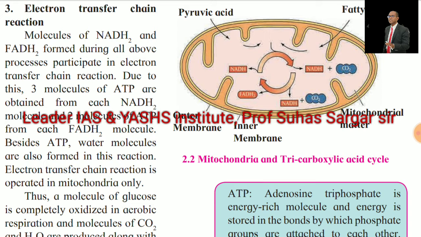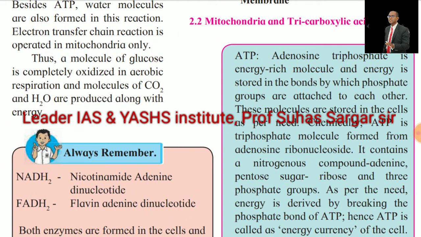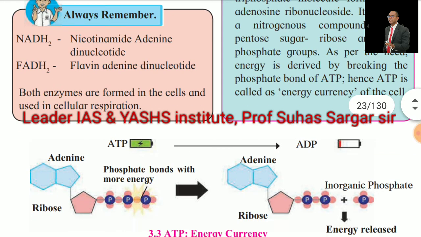Besides the ATP, water molecules are also formed in this reaction. Electron transfer chain reaction is operated in mitochondria only. Thus, a molecule of glucose is completely oxidized in aerobic respiration, and molecules of carbon dioxide and water are produced along with energy. Always remember, NADH2, nicotinamide adenine dinucleotide, and FADH2, flavin adenine dinucleotide. Both are formed in the cells and used in cellular respiration.